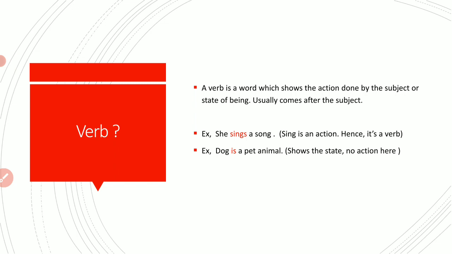In the next sentence, dog is a pet animal. See, dog is the subject over here. You can understand that. After that, here there is no action performed by this dog. You can understand this dog is a pet animal. So here there is no action, but still there is a verb. What is that verb? That verb is "is". How is it a verb? Because it is linking the subject with other words, a pet animal, so it is known as a linking verb. You can also say that it shows the state of the dog. Okay, so this is very easy to understand.